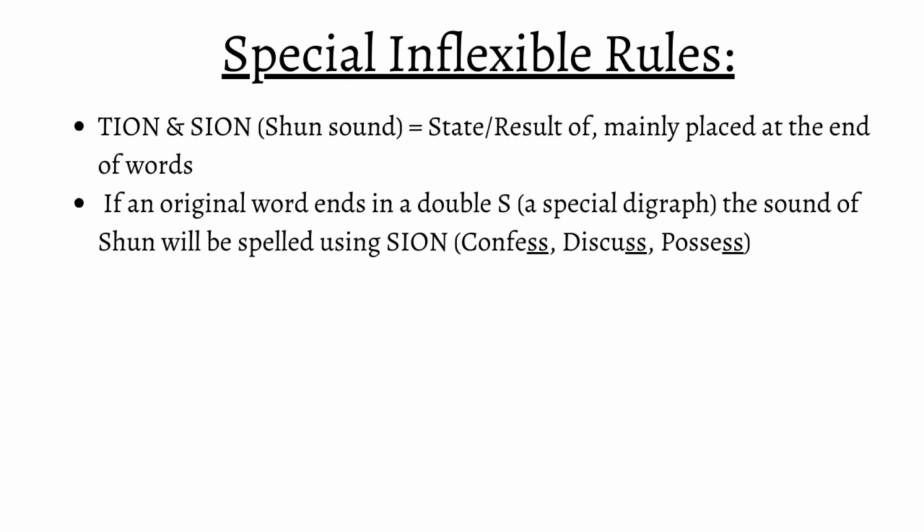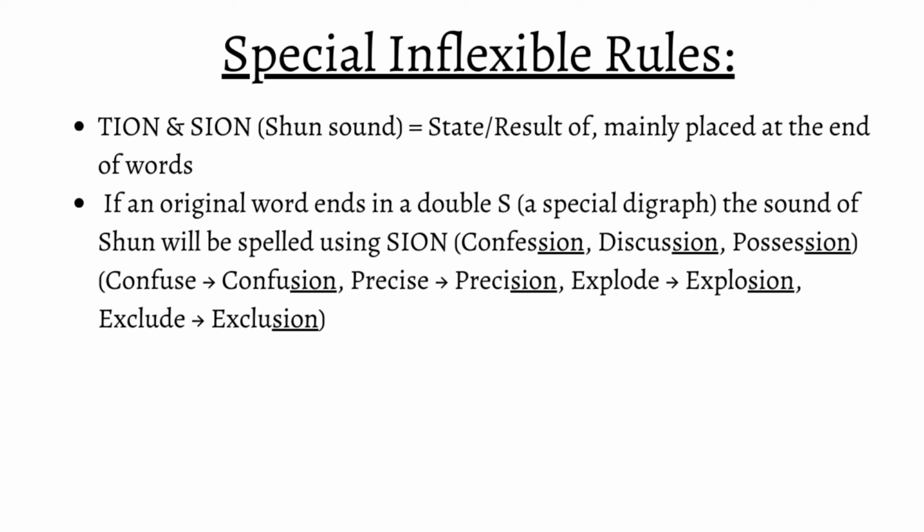For instance, the verbs confess, discuss, and possess all end in a double S, and to turn them into a noun as a result of, we need to use S-I-O-N. Confession, discussion, and possession. The same applies to different verbs that may have different endings but will still have the S-I-O-N ending, as in confuse and confusion, precise and precision, explode and explosion, and exclude and exclusion.